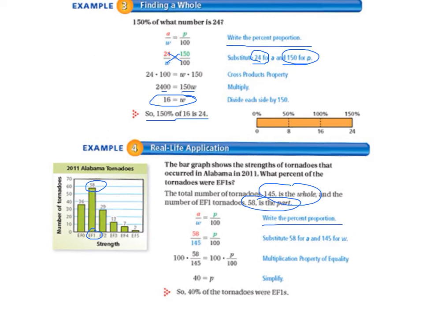We write the percent proportion, and we substitute 58 for A, the part, and 145 for W, the whole. And then we multiply both sides by 100 to make that 100 go away on the right and get our P by itself. And when we simplify, we end up with P equal to 40. So 40% of the tornadoes were EF1s.